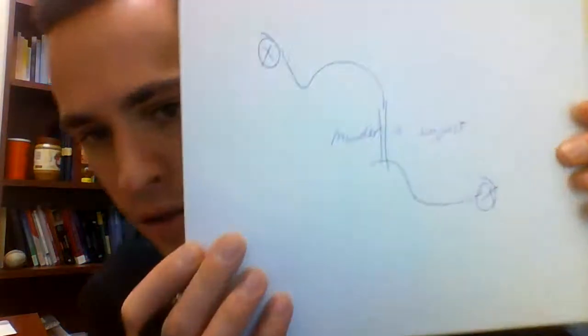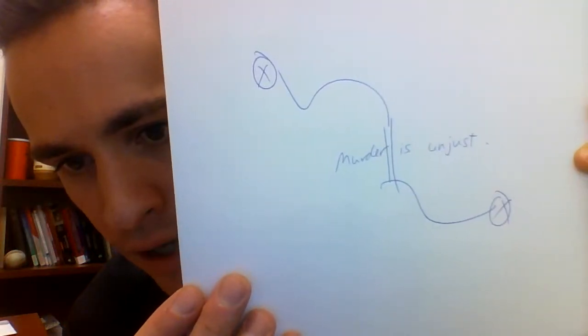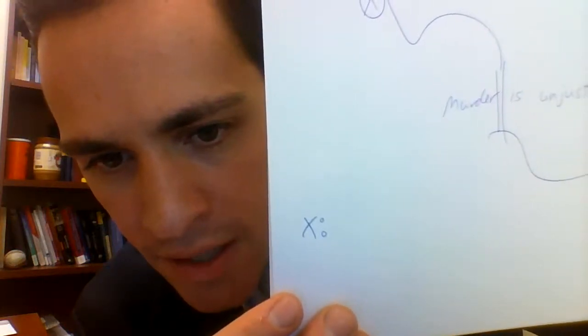Okay. Then you do the tentacles up to the left, down and to the right. I put the X's on each side. And then I write X colon. Okay. There it is. And now I got to think. Why is it exactly that murder is unjust? Okay.